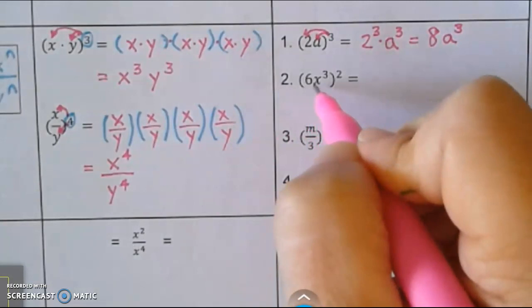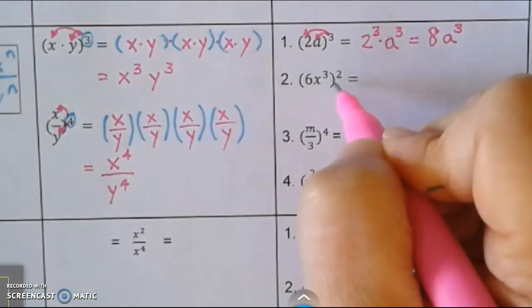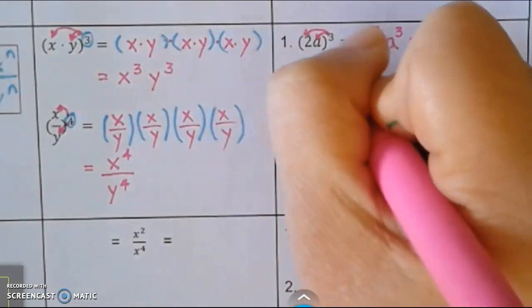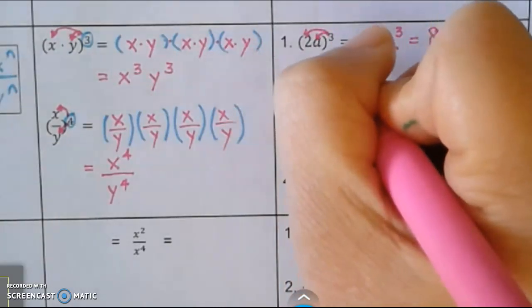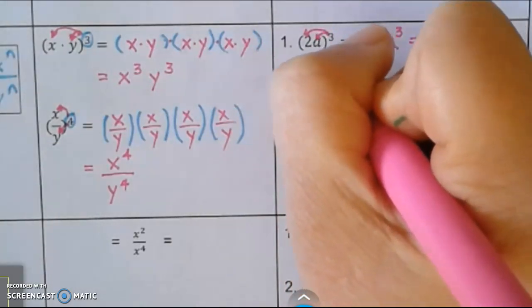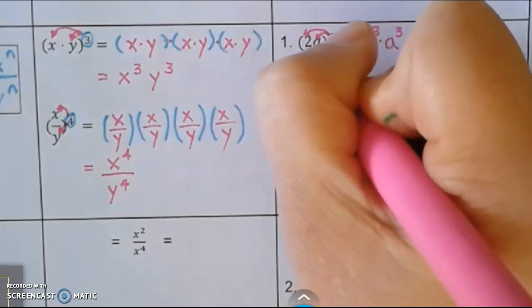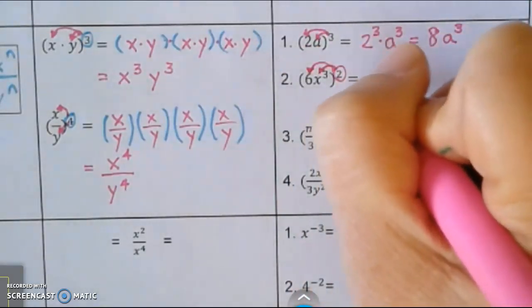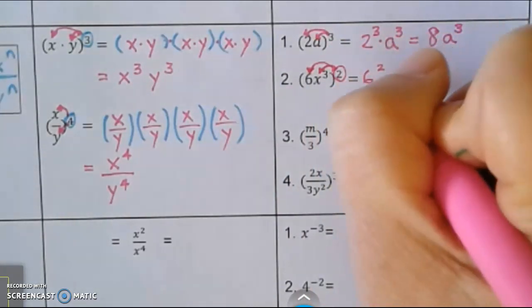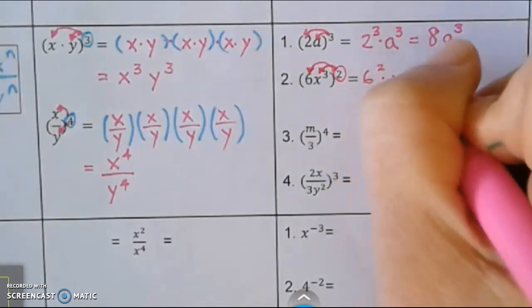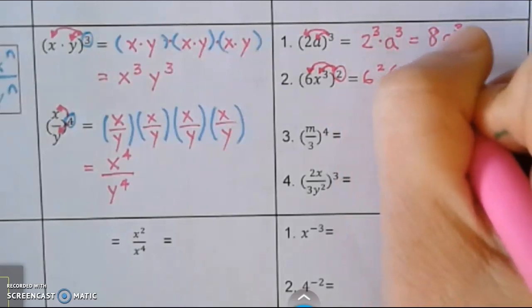What about this? 6x cubed all raised to the power of 2. Okay? Again, the distributive exponent rule tells me that this 2 is being applied to the first term that's being multiplied and then the second term multiplied. So that just becomes 6 squared multiplied by x to the power of 3 all squared.